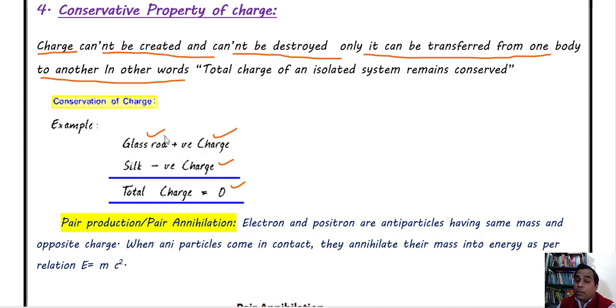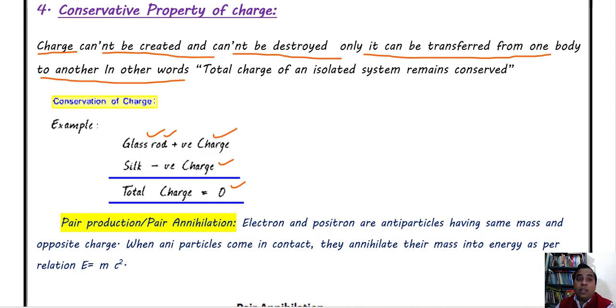So the total positive charge which is being generated on the glass rod is equal and opposite to the total negative charge that is developed on the silk cloth. Okay, so the positive charge has not been created on the glass rod, it has been simply transferred from glass to the silk cloth. That is the first statement.